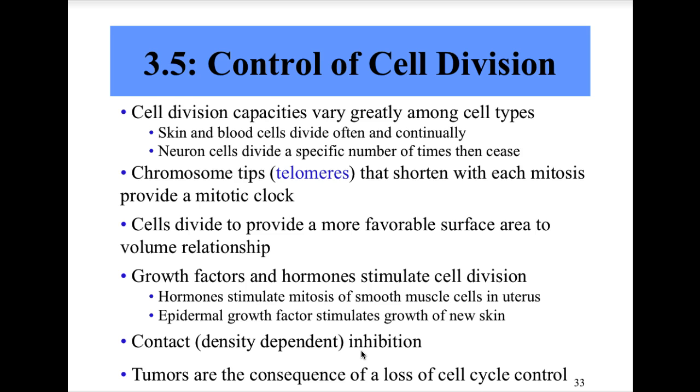You have contact inhibition or density dependent inhibition. We did take a look at that in our biology unit when we were talking about cell division. And then you have tumors that are a consequence of loss of cell division control, and such tumors can be both benign and malignant. We also looked at this when we looked at mitotic cell division in our biology unit, as it fell under cancer biology. So let's look at this a little bit more.